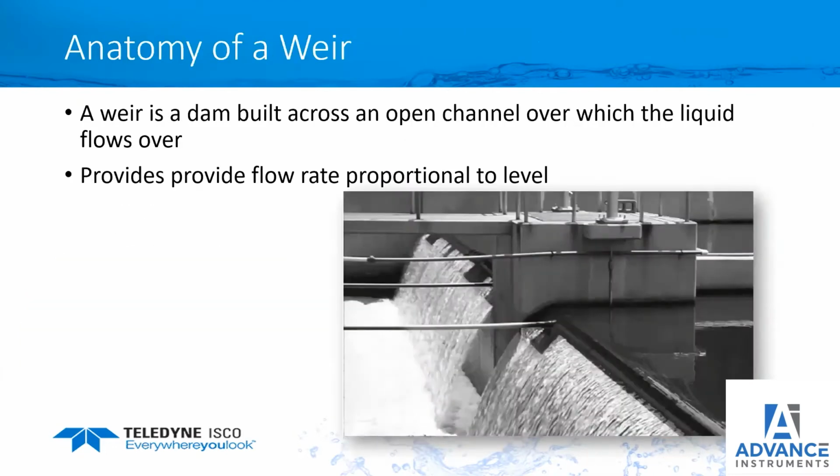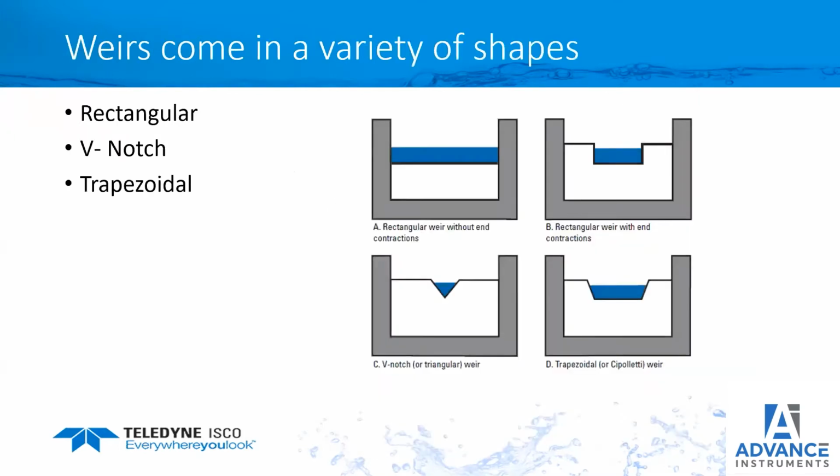But first, let's talk a little bit about a weir. So what is a weir? It's a dam built across an open channel in which liquid flows over it. So we are concerned about the water going over the top of the weir. A weir provides a flow rate that is proportional to level, and you may have seen a different variety of shapes for weirs, which could be rectangular, V-notch, trapezoidal. These are all different weir shapes.